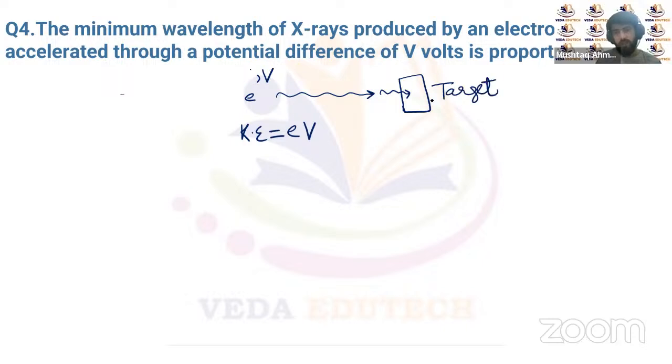When the electrons strike the target, the electron will lose energy, and this energy is emitted in the form of radiation, right? These radiations are of extremely high energy, and we call them X-rays. So this is how X-rays are actually produced. Now in this question, it has been asked for the minimum wavelength of X-rays produced. Minimum wavelength means the maximum energy.